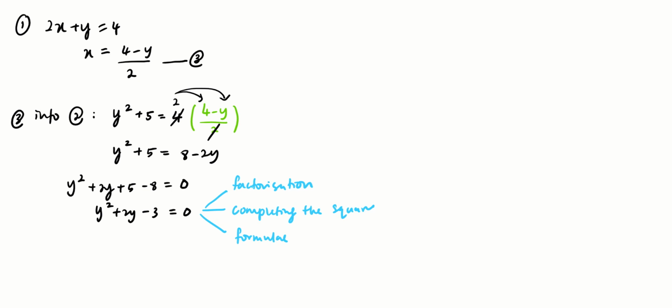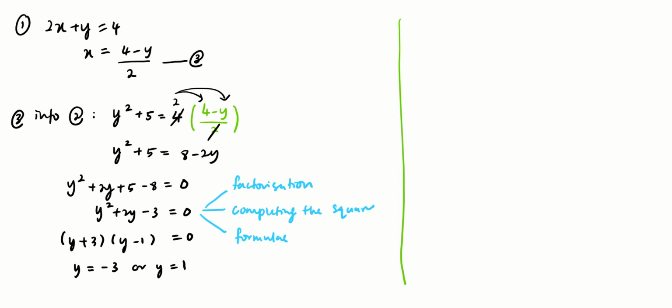Since the numbers here are very simple and I can factor without any doubt, I'm going to use factorization. (y plus 3)(y minus 1) equals 0. And I found out y equals negative 3 or y equals 1. Okay, let's continue here. The word solve, we have done solving y, but what is our x?